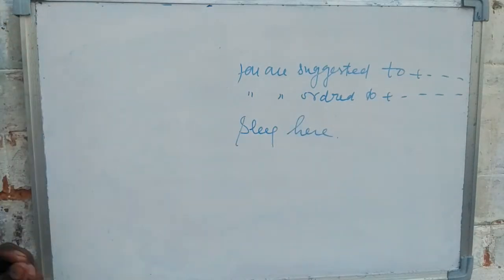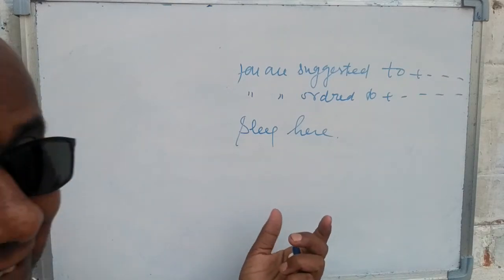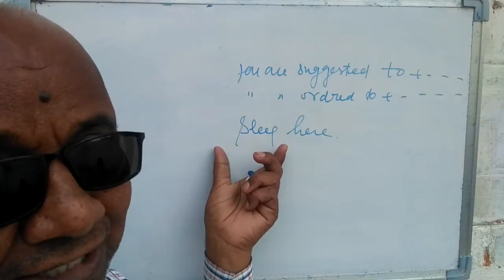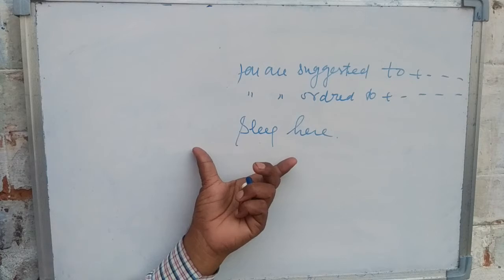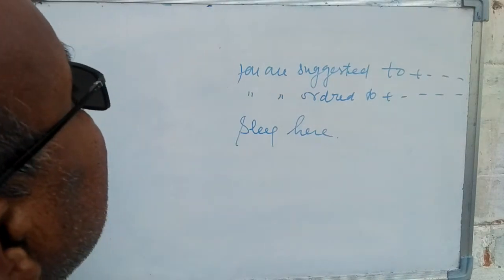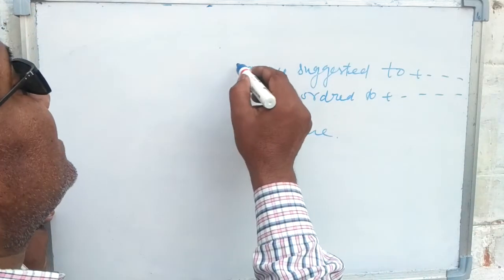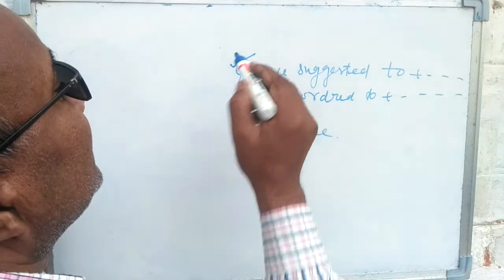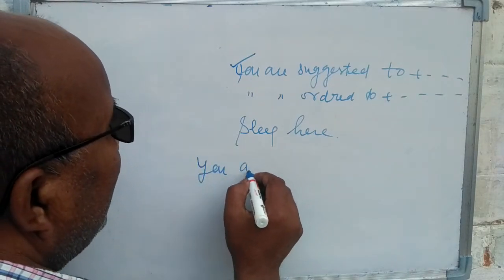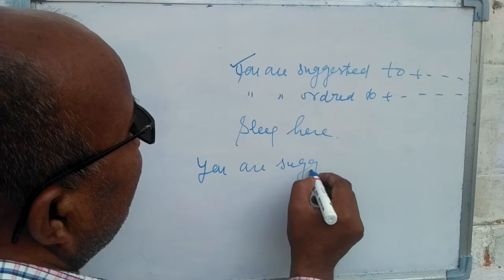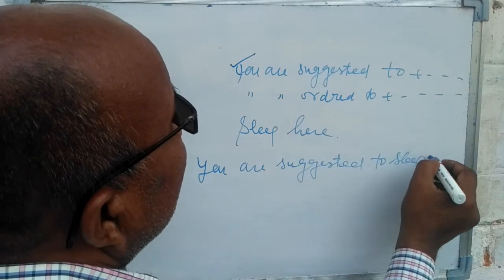You see, in this sentence, you have neither object nor subject. And in this sentence, sleep is an intransitive verb. Generally, it cannot be changed into passive, but you will take help of a helping word. If you feel the sentence is a suggestion, then you will write, you are suggested to sleep here.